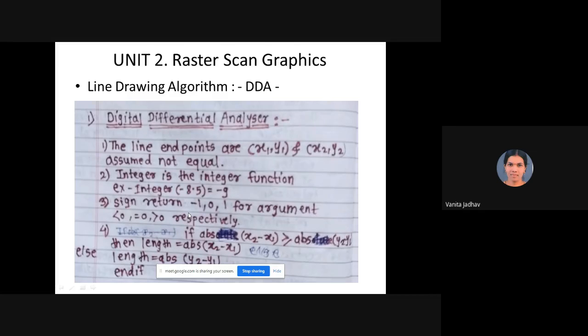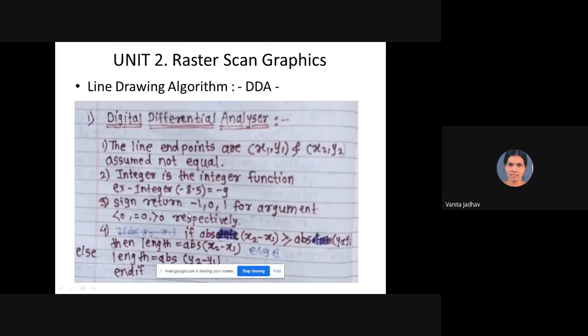And further, what is written: assumed not equal. These two points should not be the same, they should be different. If they are different, only then are we able to draw the line. Otherwise, we are unable to draw the line. Like I said, if I give x1, y1 as 0, 0, and x2 and y2 again as 0, 0, then only one point I am able to draw. So whatever two endpoints you take, the algorithm says they should not be equal. They are totally different.